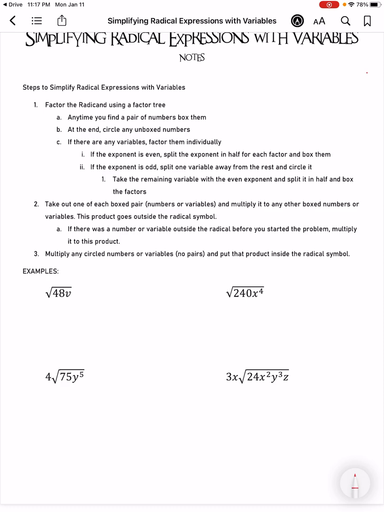If there are variables, we're going to factor those as well. And then at the end, we're going to take anything we boxed and move it outside. And anything that we circled is going to stay inside. All right, so let's start first with our numbers.